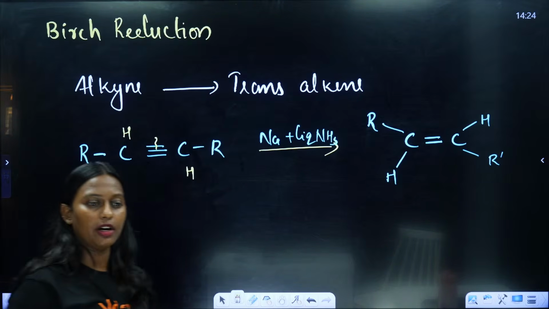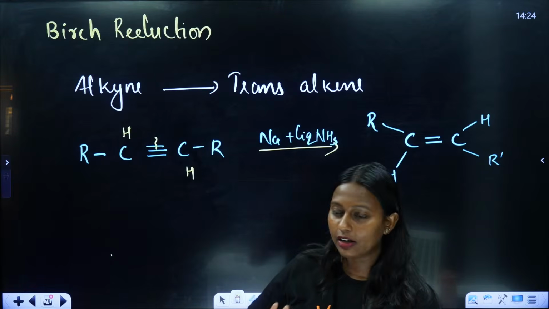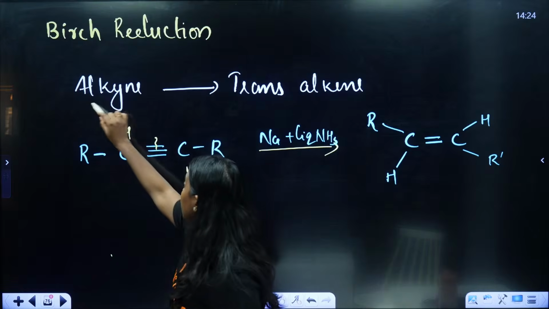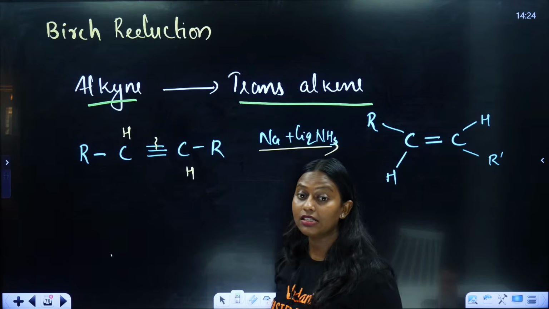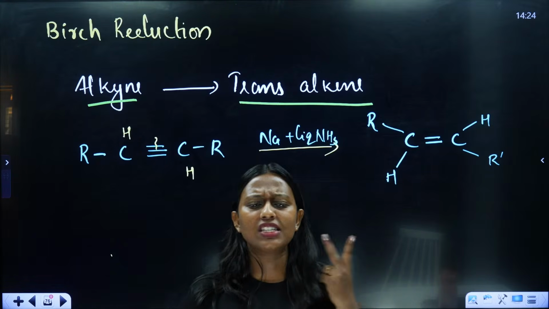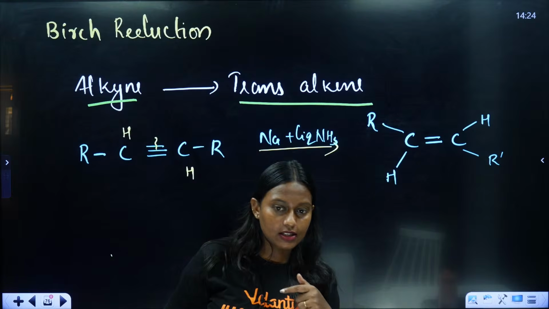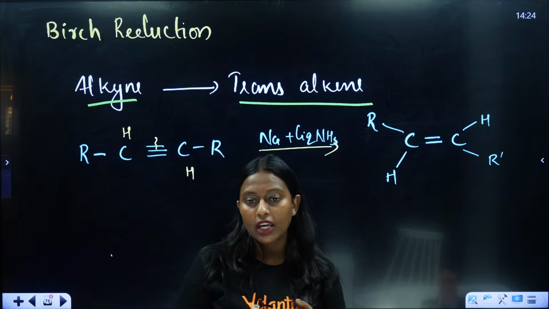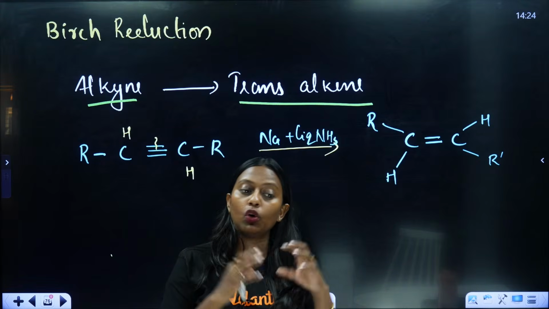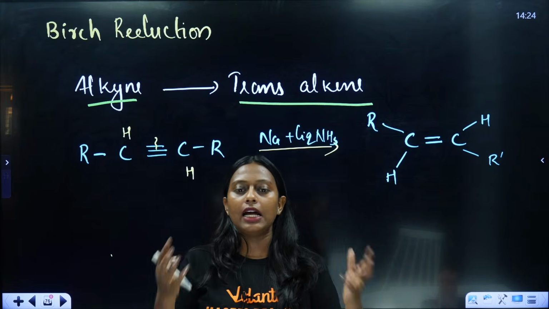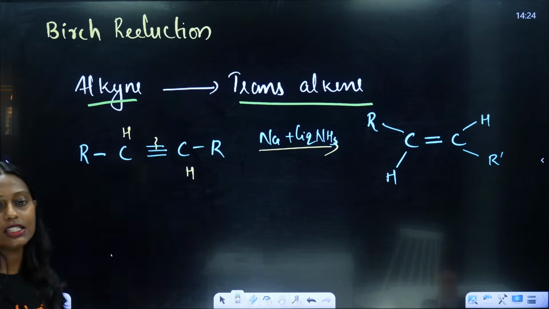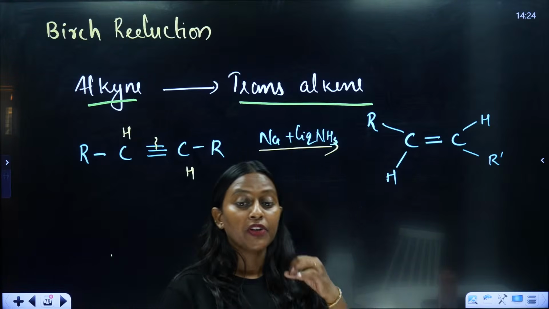Birch reduction. So let's see what is happening in Birch reduction. It's very simple. From alkyne we are preparing trans alkene. Guys, what is trans alkene? We know that cis is there, trans is there. Cis means same group on the same side. Trans means same group on different, opposite sides. From Birch reduction you will get trans alkene.